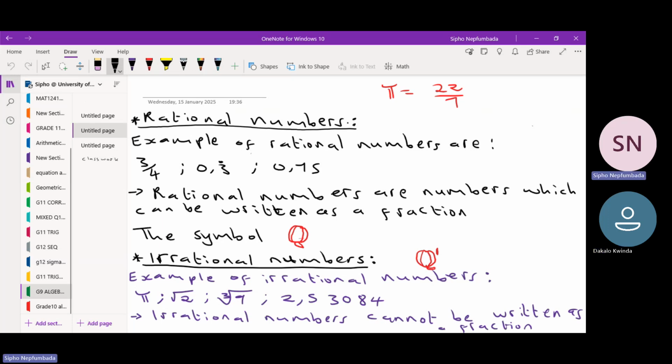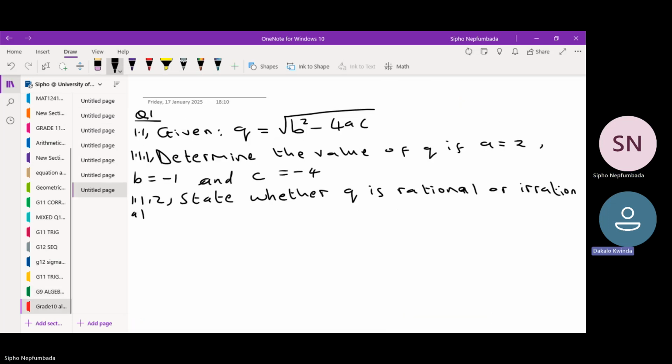So when we're talking about irrational, after the comma the numbers keep going without a pattern, like this. Can you see this? Yeah, that's what we call an irrational number. So now they said state whether Q is rational or irrational.